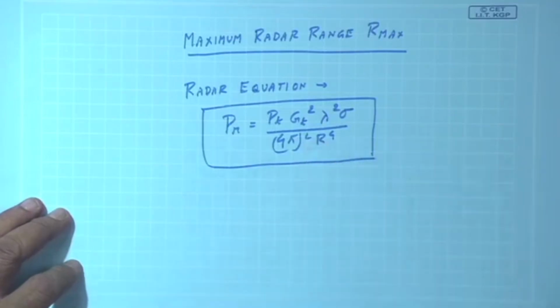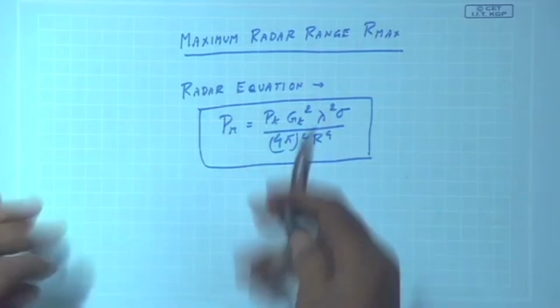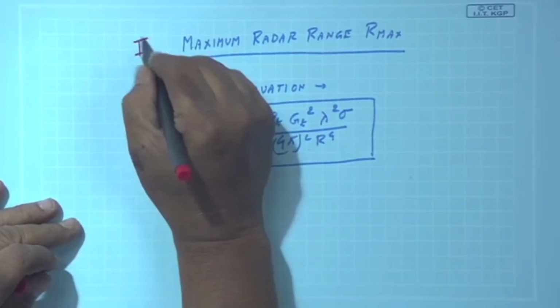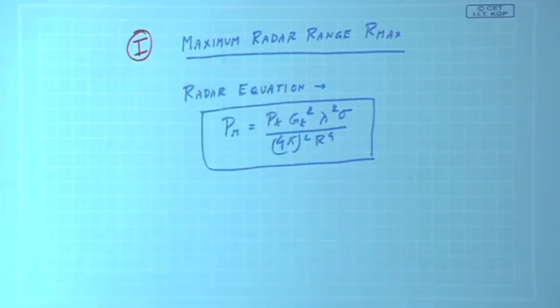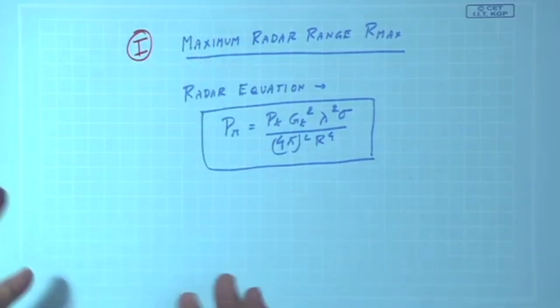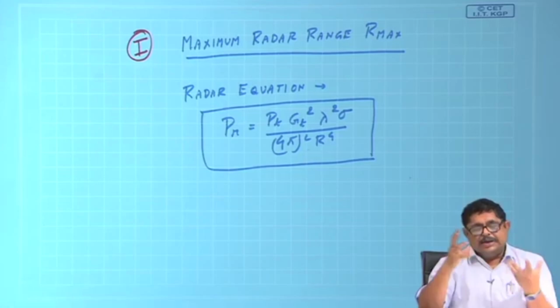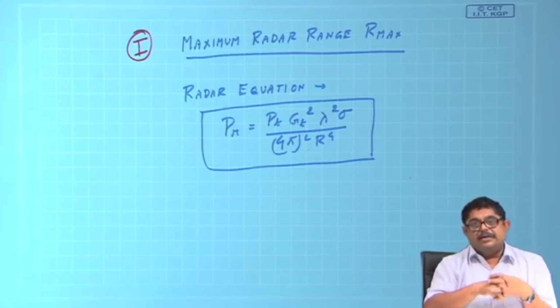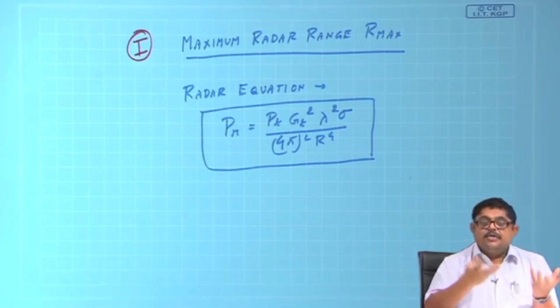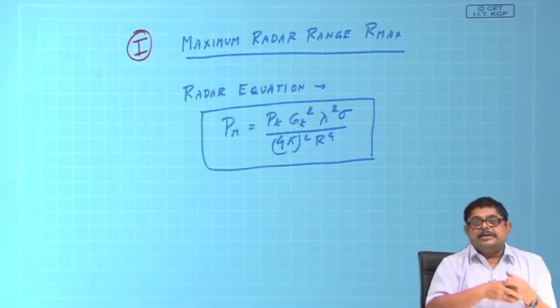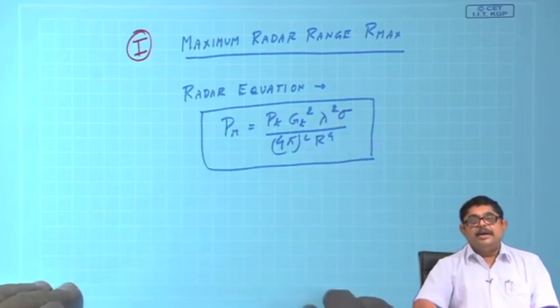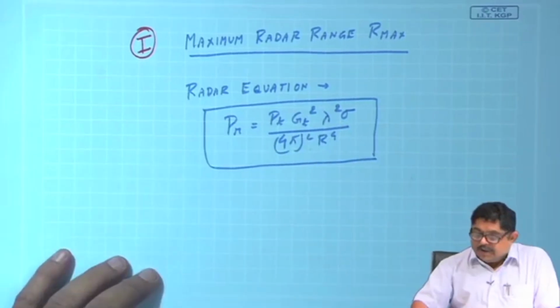Today we will see the first parameter, which is the radar range, the maximum range of a radar. That means, given a radar system with its transmitter, with its antennas, etc., and given a target with its radar cross section, and obviously, when I have given a radar system, it has a transmitting frequency. So I know lambda also is given. Now, what is the maximum range?